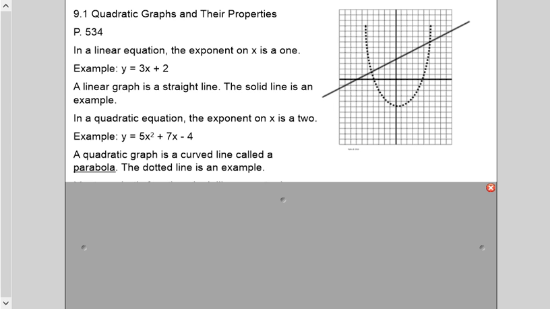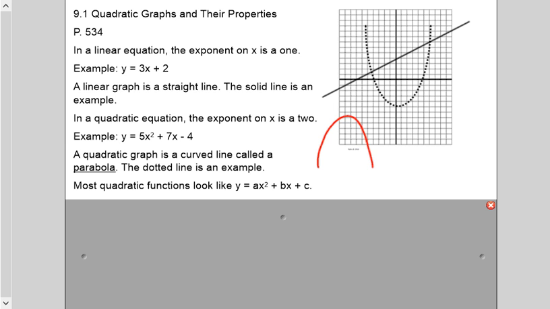Sometimes they open up and look like a U, like the one that's up there. Sometimes they're upside down and open to the bottom, like that red one that I drew, which looks more like the letter N instead of the letter U. We'll talk about what the difference is between those in a minute.